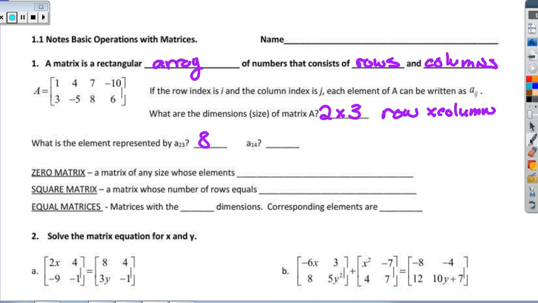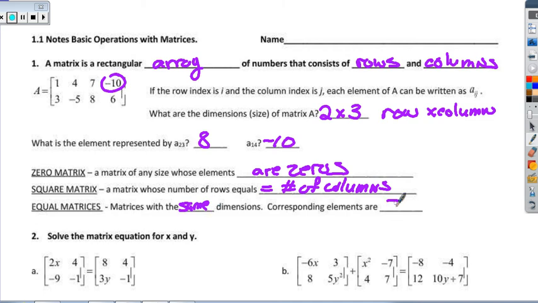Next one's asking, okay, what element is for row 1, column 4? So we look at row 1, column 4, and that would bring me to the element 10. We do have what is known as a zero matrix, and that is any matrix whose elements are all zeros. A square matrix is a matrix whose number of rows equals the number of columns. And equal matrices are matrices with the same dimensions and corresponding elements that are equal.